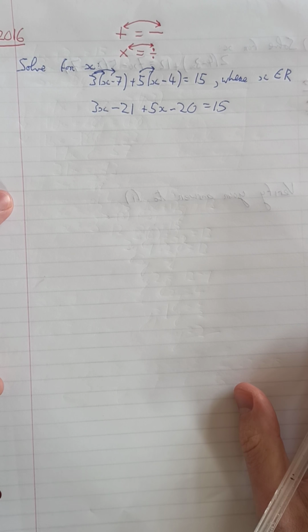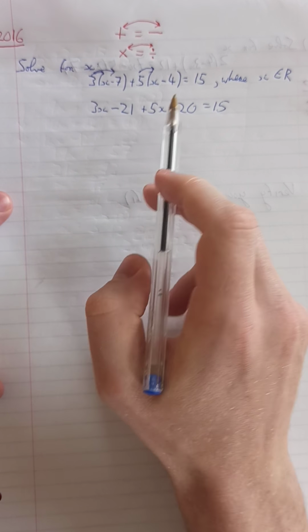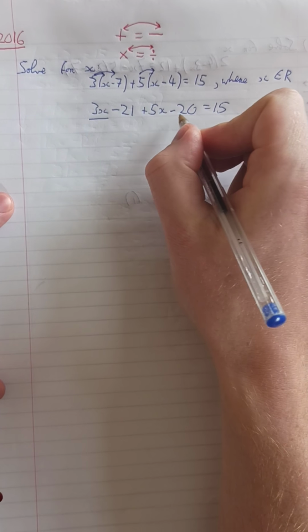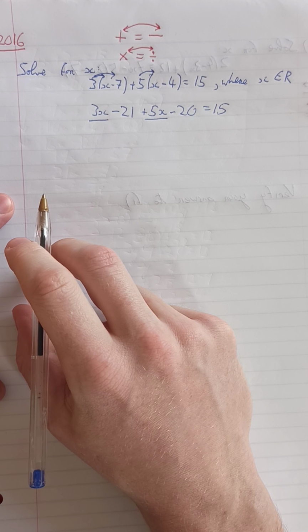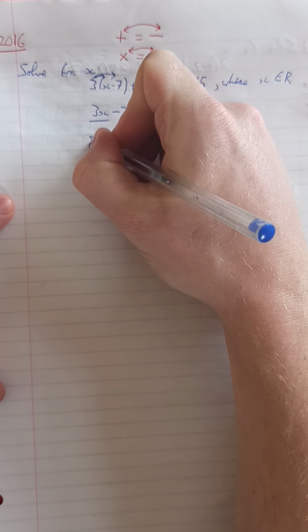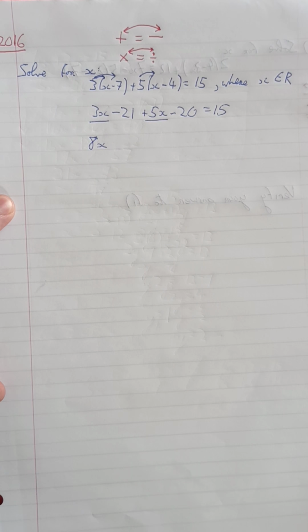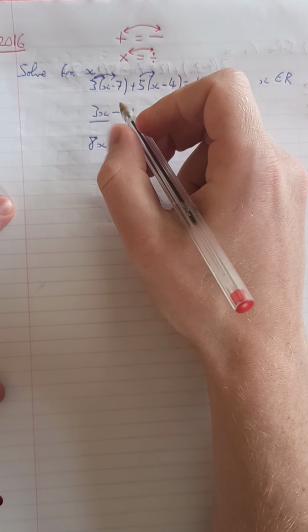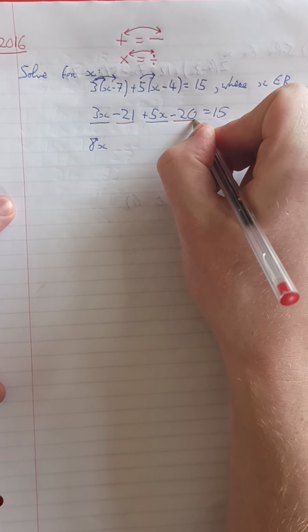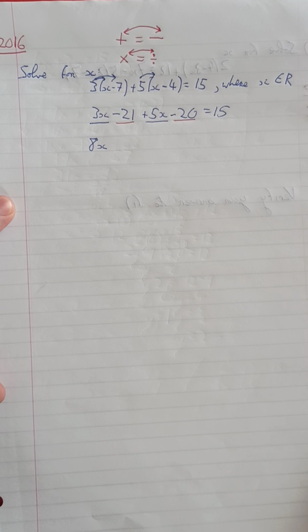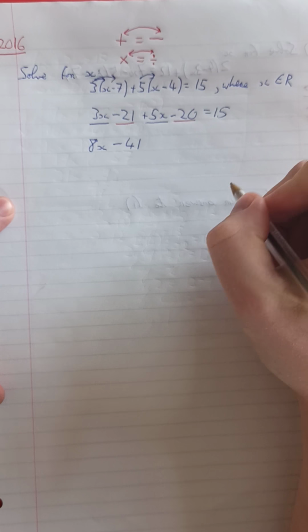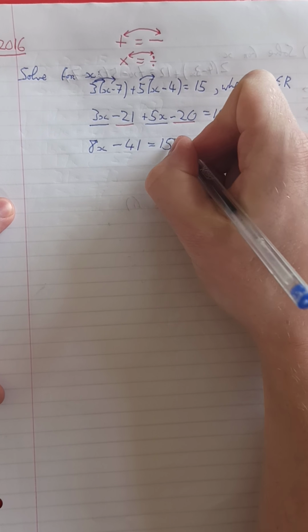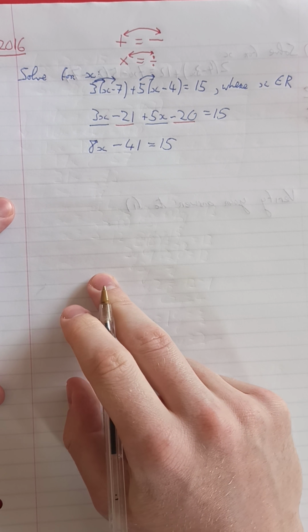Now, before I bring anything across the equal sign, I'm going to bring my like terms together. So I have a 3x and a 5x. Add those together, that will get me 8x. Then I have minus 21 and minus 20. Putting those together will get me minus 41. Now it's a lot easier.